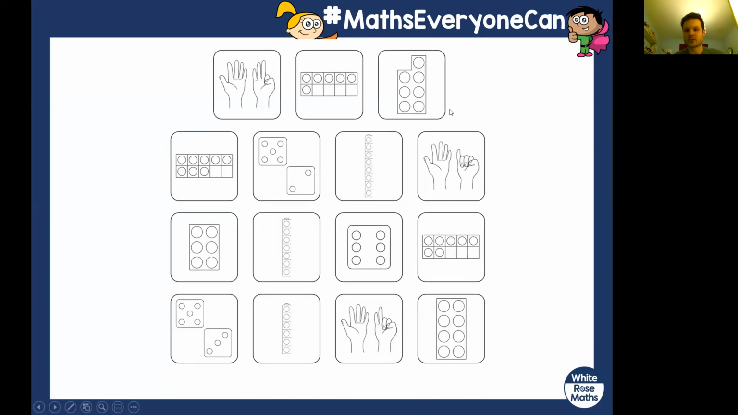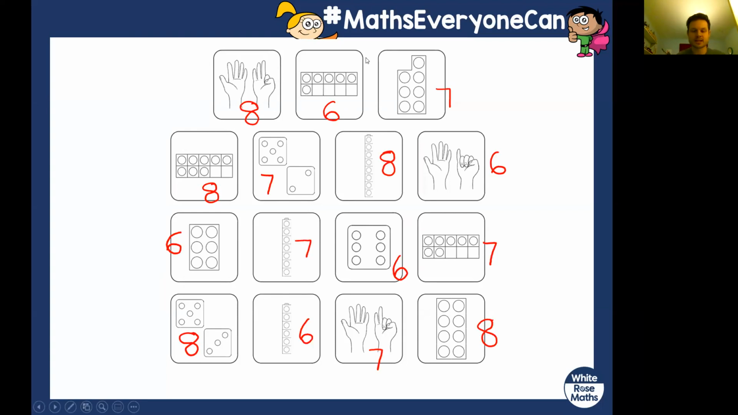Now, the last thing we're going to do today for our maths lesson is have a look at these pictures here and work out which pictures show 6, which pictures show 7, and which pictures show 8. So pause the video for me, have a good look at those pictures and work out which ones show 6, 7, or 8. Off you go. All right, guys, I wonder how you got on. Have a look at my answers and see how many of those you got correct. And give yourselves a big thumbs up.